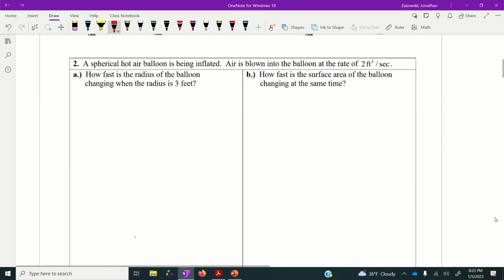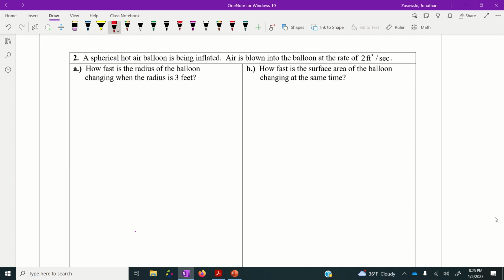Question number 2. A spherical hot air balloon is being inflated. Air is blown into the balloon at a rate of 2 cubic feet per second. So this is a volume and it's a rate. So we're being given dV/dt is equal to 2. We want to find how fast the radius is changing. So that's dr/dt. And we know at this point that r is equal to 3.